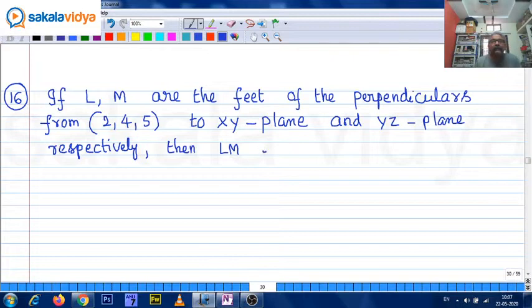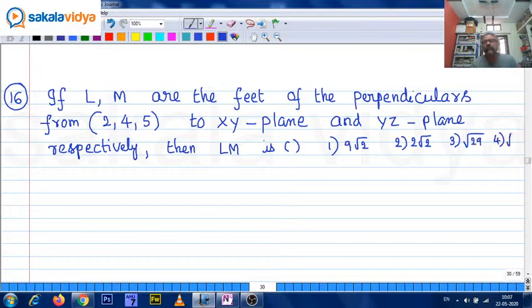LM is first option 9 root 2, second option 2 root 2, third option root 29, fourth option root 31. Okay.